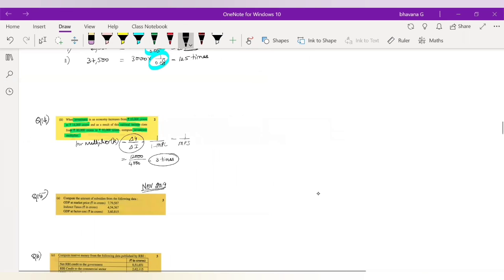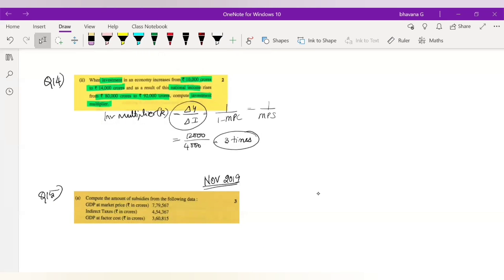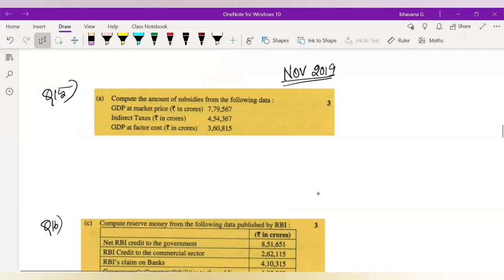Okay. So yes guys, now we have completed 3 question papers, that is May 18, November 18 and May 19. Now we are moving on to the November 19 question paper. So here the next question is, compute the amount of subsidies from the following data. They have given you GDP at MP, indirect taxes, and GDP at FC.